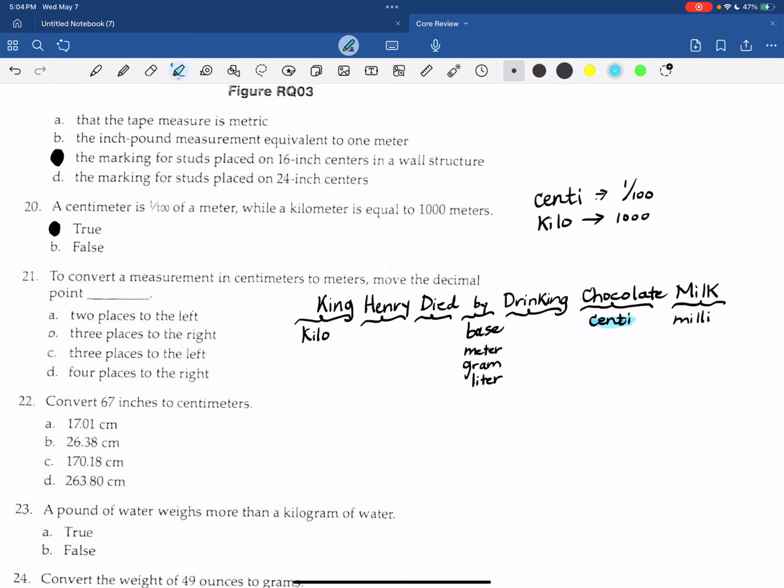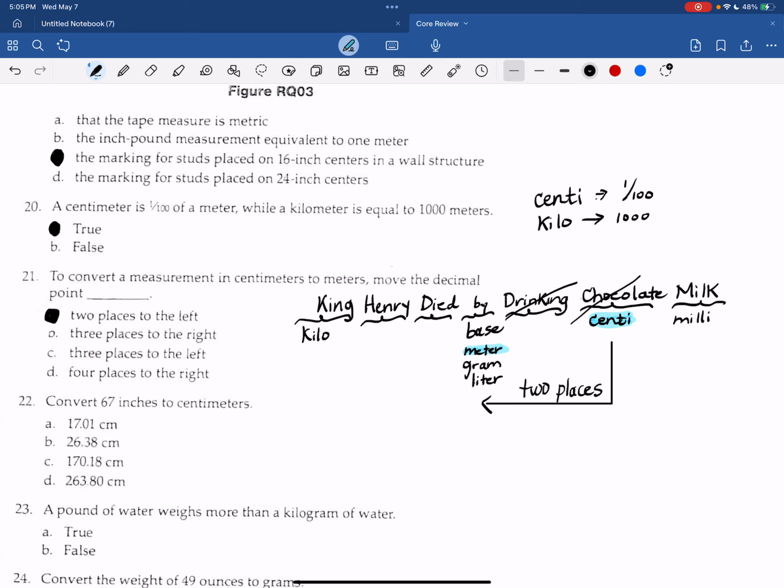So this is saying to convert a measurement in centimeters. We're sitting over here at centimeters, and we want to go back to the base, back to meters. So which direction am I going? I'm going this way. And how many places did I cross? Let's count. We took this one and this one. So that's 2 places to the left. And that tells me that my answer is A, alpha.